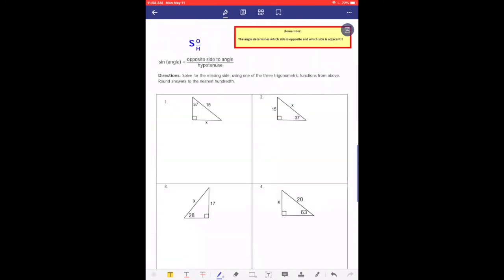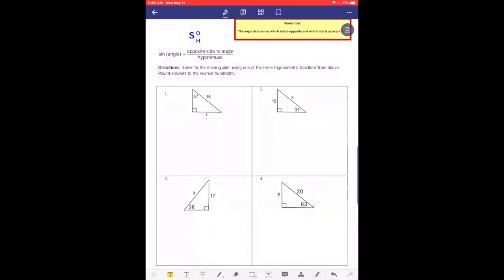Now we're going to use the sine function to solve for the missing side of a triangle. Remember the sine function in the phrase SOHCAHTOA, it was the opposite over the hypotenuse. So the abbreviation SOH, or the sine of the angle, equals the opposite side to the angle over the hypotenuse. Remember that the angle determines which side is opposite and which side is adjacent, so just be careful of how you're labeling those two sides.